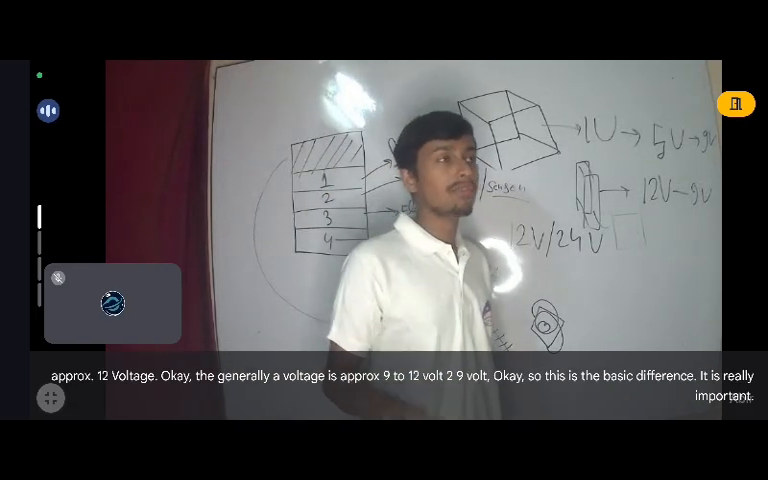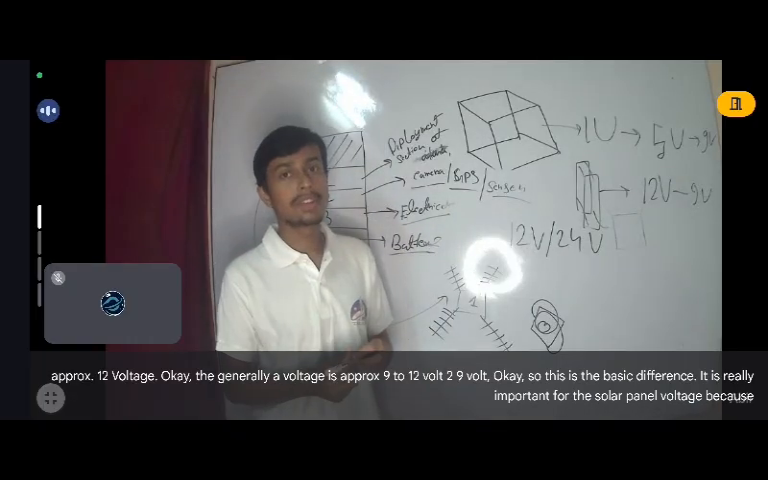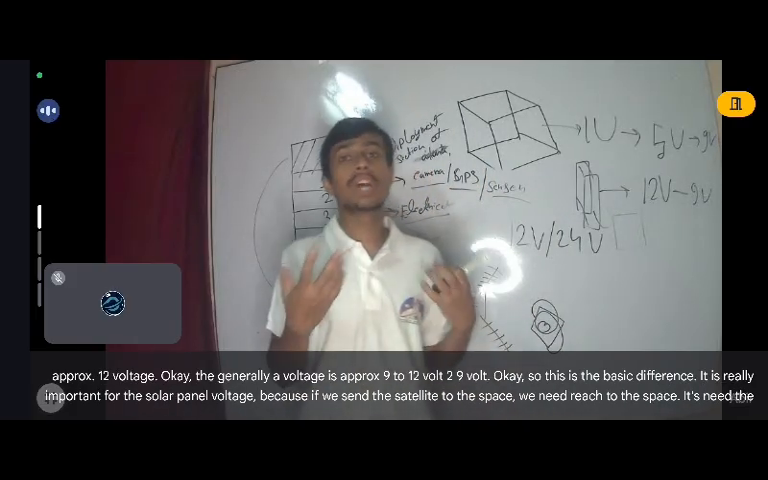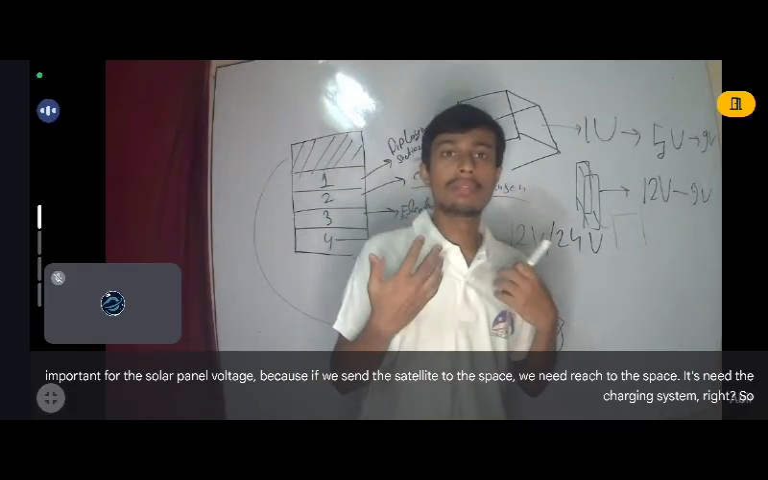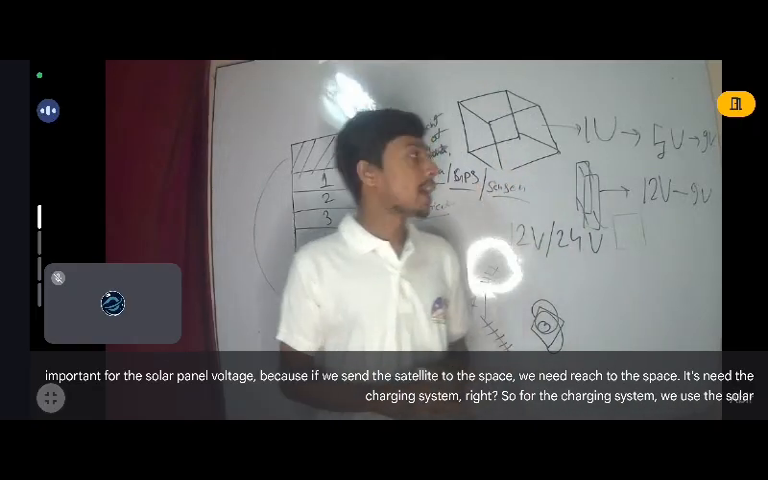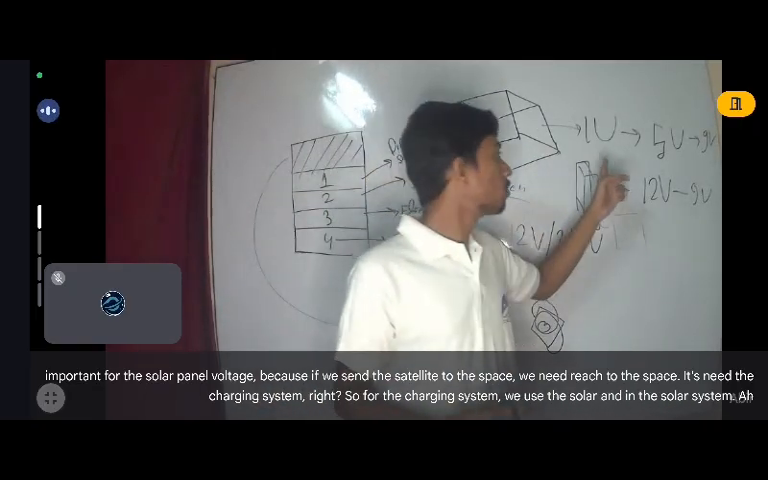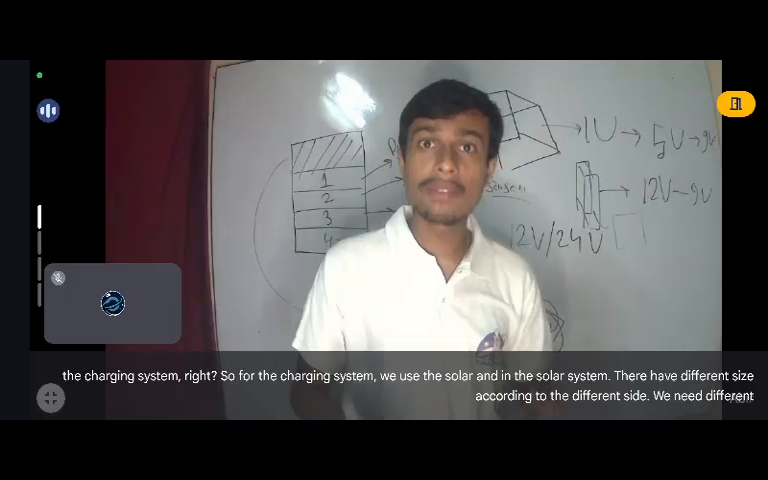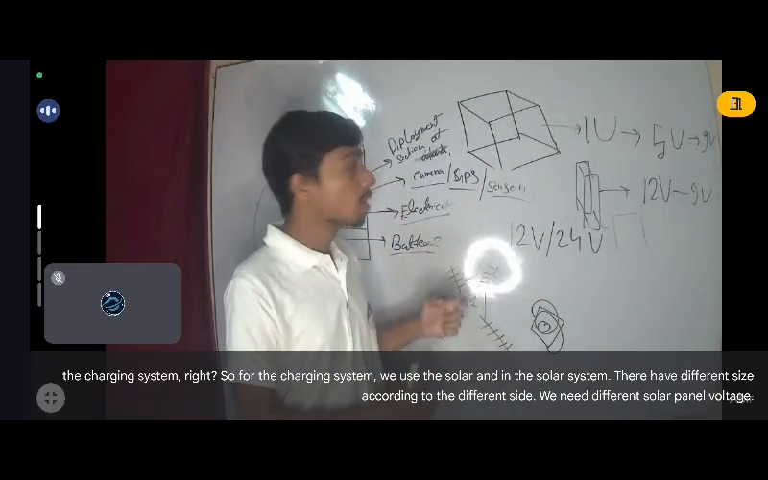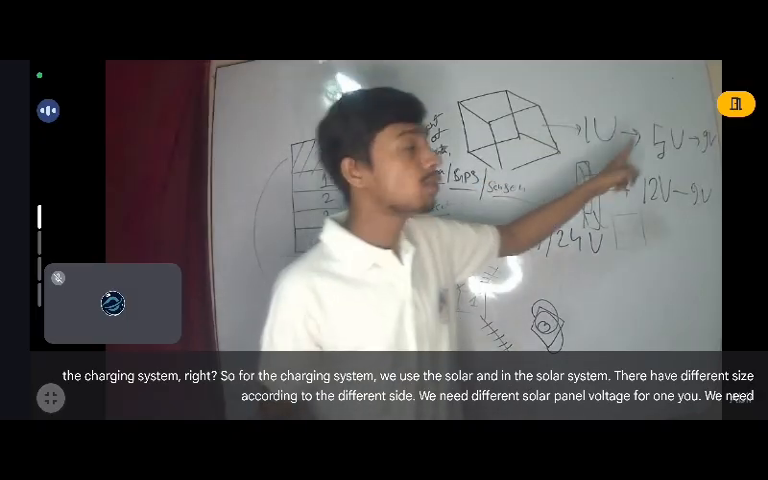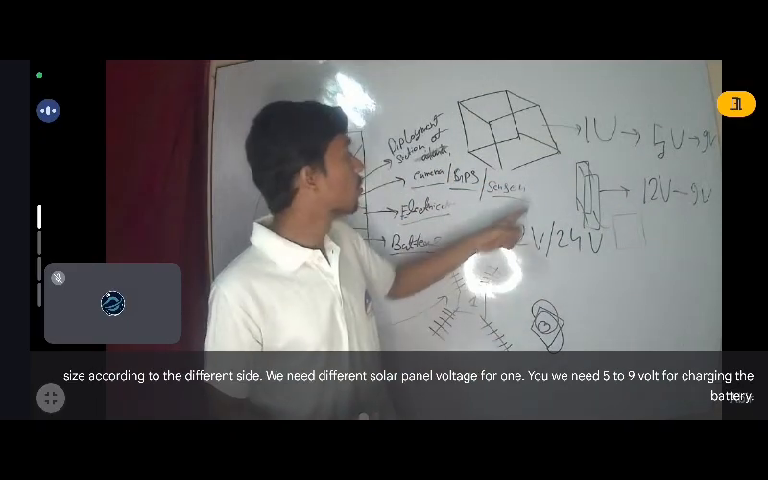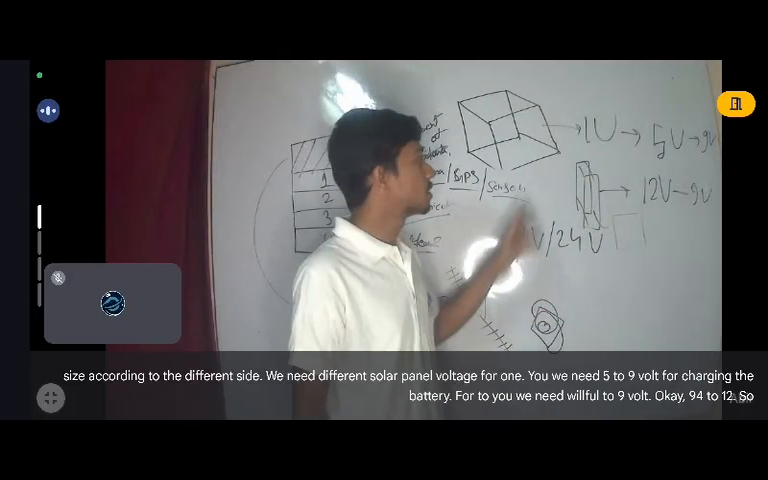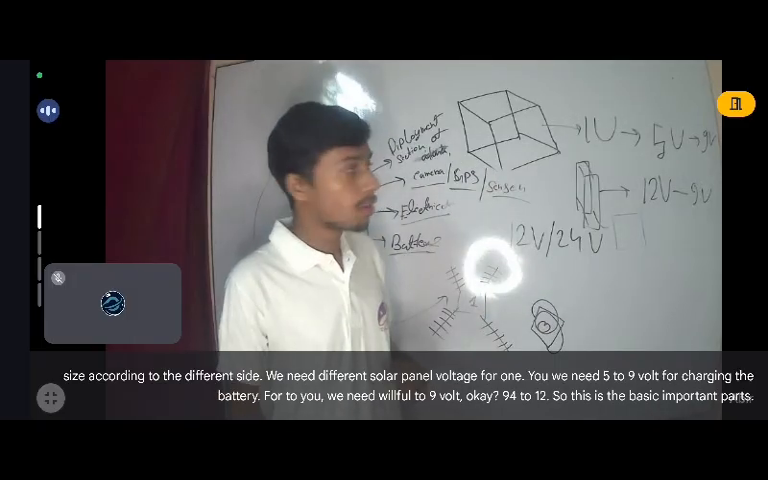It is really important for the solar panel voltage, because when we send the satellite to space, when it reaches space, it needs the charging system, right? So for the charging system we use solar, and solar systems come in different sizes. According to the different size, we need different solar panel voltage. For 1U we need 5 to 9 volt for charging the battery. For 2U we need 9 volt to 12 volt. So this is the basic important part of the CubeSat.